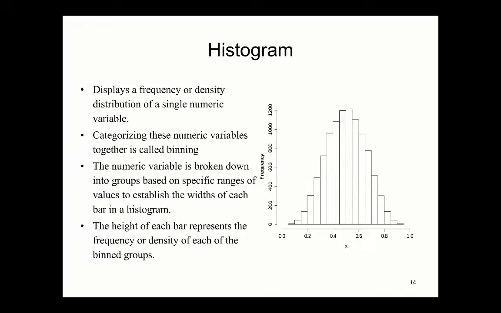Now, a histogram displays a frequency, or the density distribution, of a single numeric variable. It categorizes or sorts numeric variables together, and this is what's called binning. Now, binning the numeric variables into groups establishes the width of each bar in a histogram, and the height of each bar represents the frequency or density of each of the binned groups.